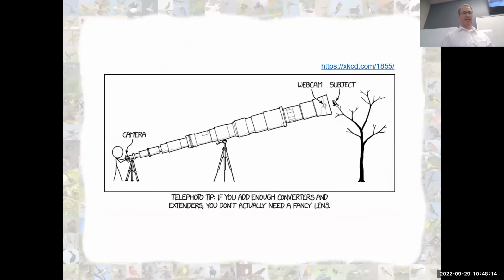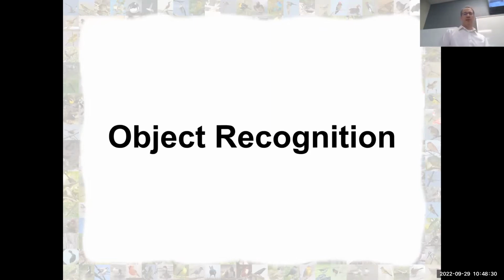Here's another interesting little XKCD. It's often hard to get small subjects in very good photos, but this is an alternative way to do it with a webcam. So the area I work in within computer vision is called object recognition.